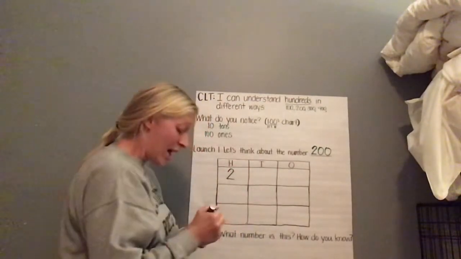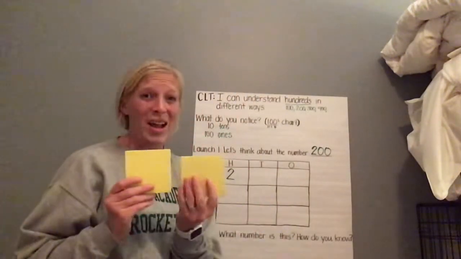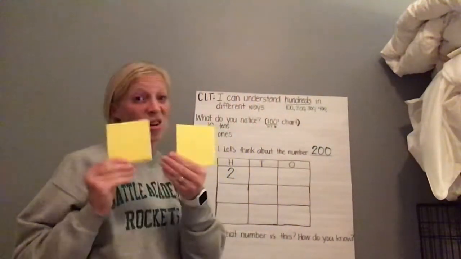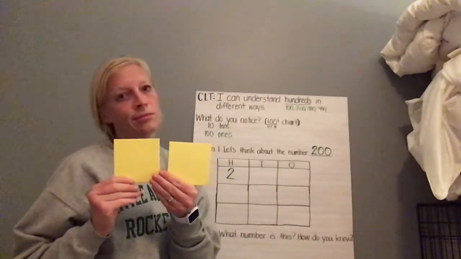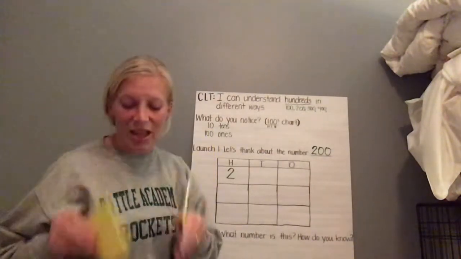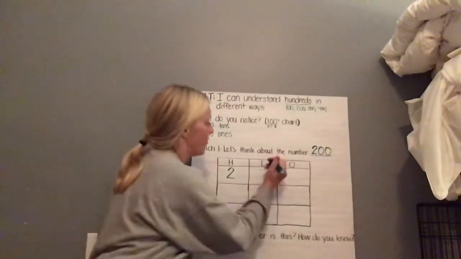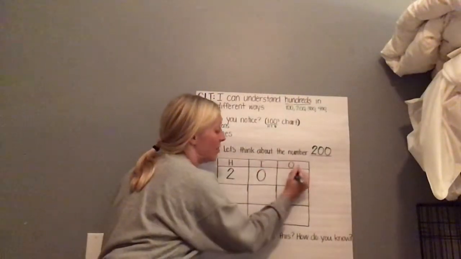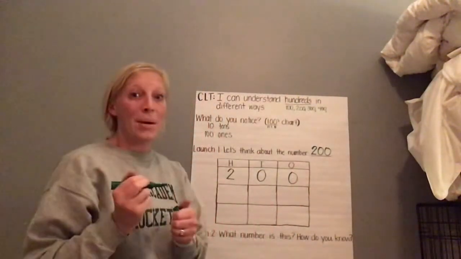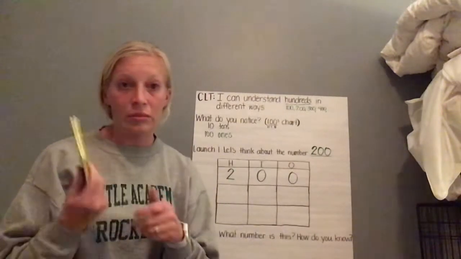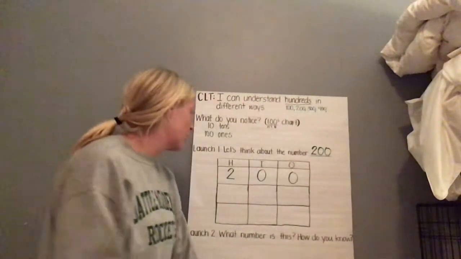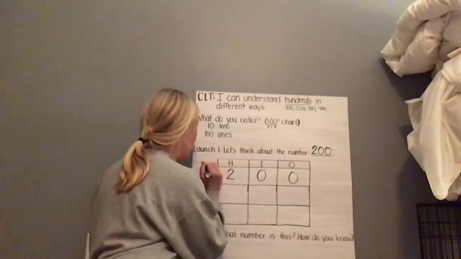Now, when I have my 200s, do I have any sticks of 10? No, they're all stuck together. Do I have any ones by themselves? Nope, these are just all stuck together. So I have 0 tens and I have 0 ones. But what if I didn't have these? How many tens would I have? So this is way number 1.